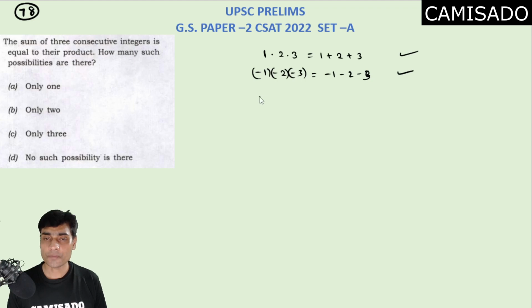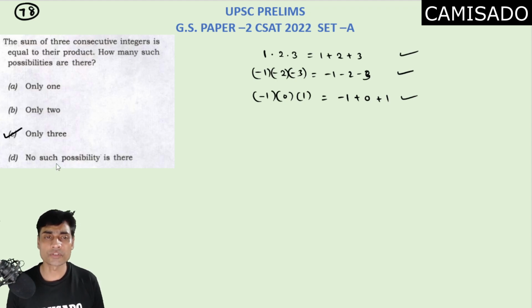And when minus 1, 0 and 1 are multiplied, the result is 0. And when these are added again, the result is 0. So 3 such combinations are possible. So answer is C. It is a tricky question. Sometimes most of you will do this only, 1 2 3 6, and the work is done, but it's not right. Although the option is here only 1, if you tick this, the answer will be wrong. You will lose marks. 3 such cases are possible.